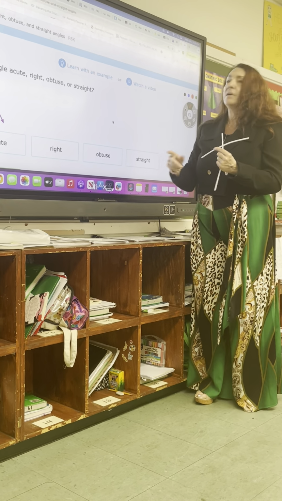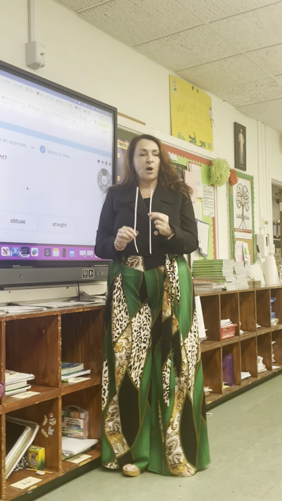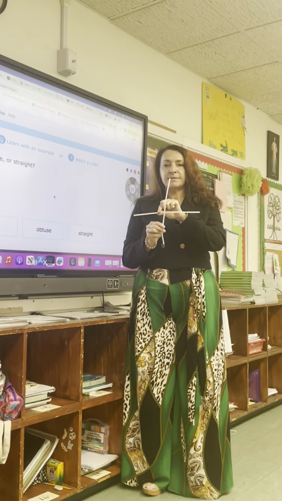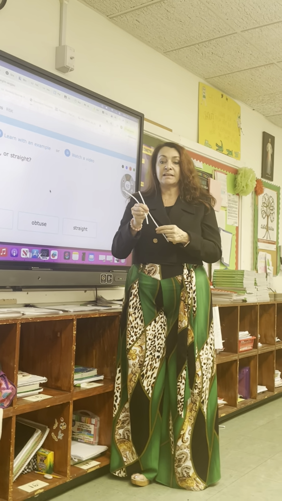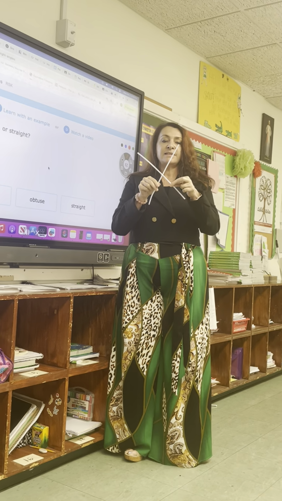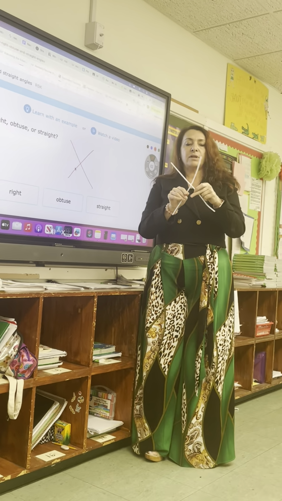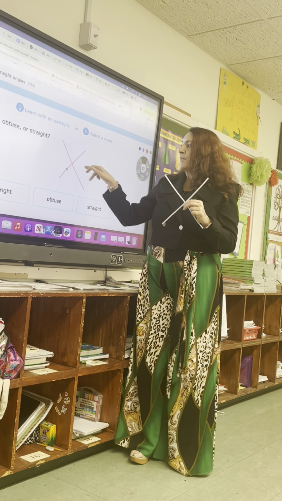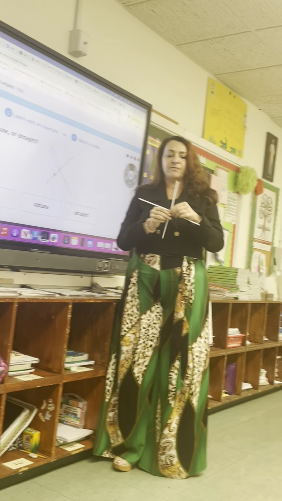Let's go over them. We learned about parallel lines, perpendicular lines, and we learned about intersecting lines. Intersecting lines are like an X, like that. These are called intersecting lines. And these are various angles. We learned about angles.